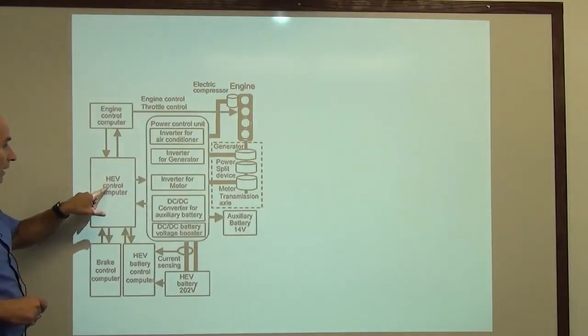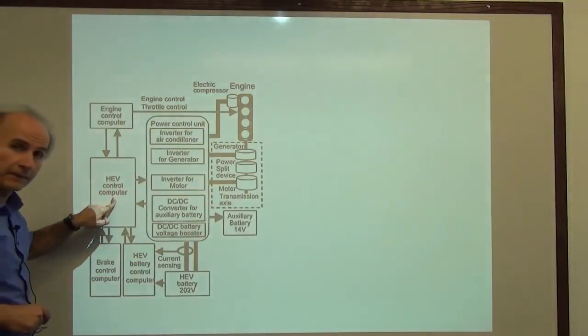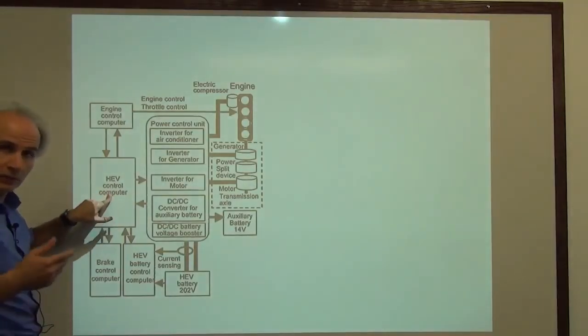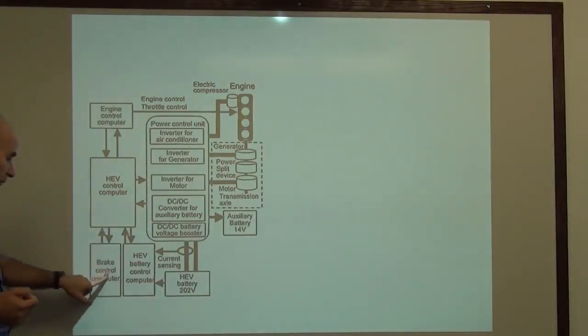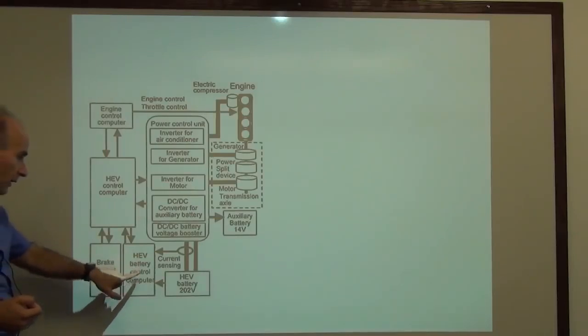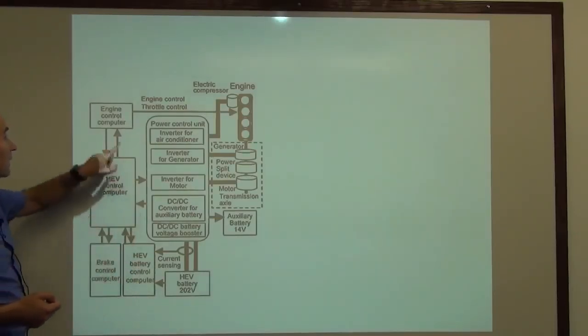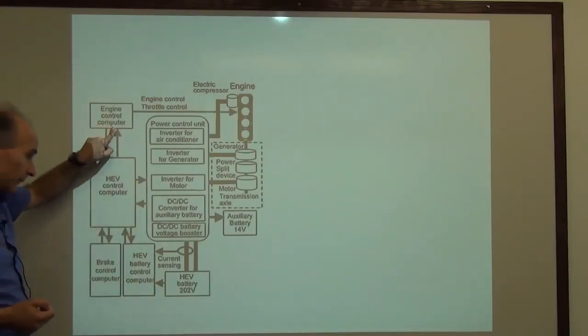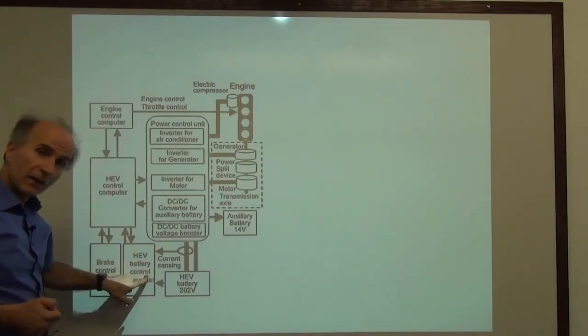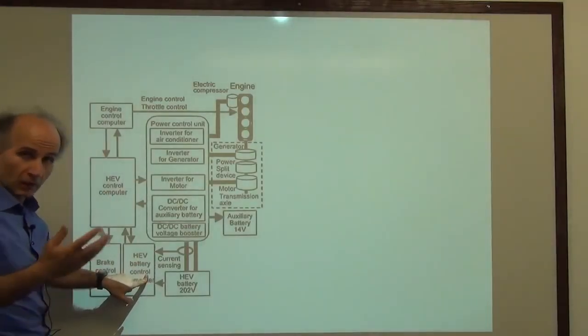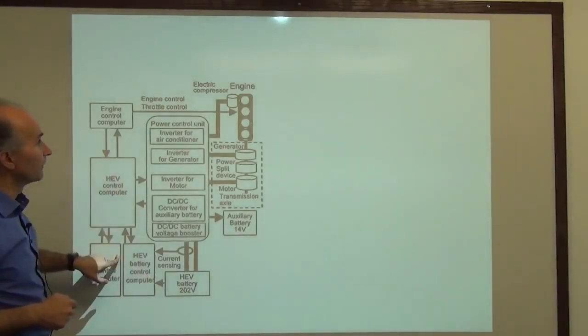There's a control computer here. So this computer could be one CPU. And then there's a brake control computer. There's an HEV battery control computer. There's an engine control computer. And this is at least 4 CPUs inside the car. Typically there are more, but this is at least 4.